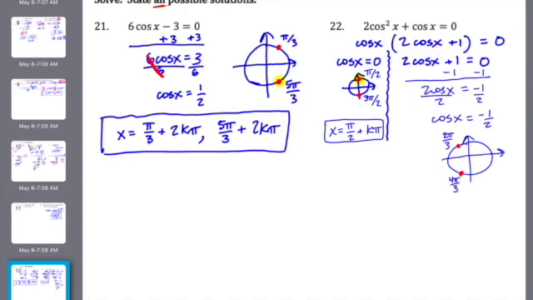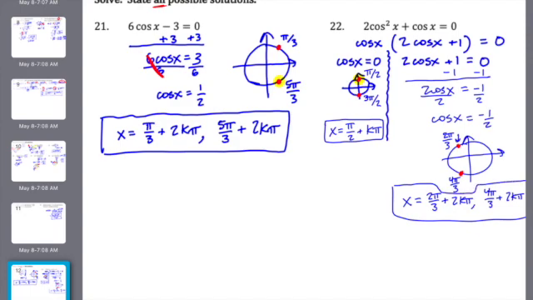All right. So these are not any special distance apart from each other, so we're just going to have to say for that part of the solution, x equals 2 pi over 3 plus 2k pi. You'd have to go all the way around to get back to this spot here. And 4 pi over 3 plus 2k pi. So those would be my other parts of the solution.